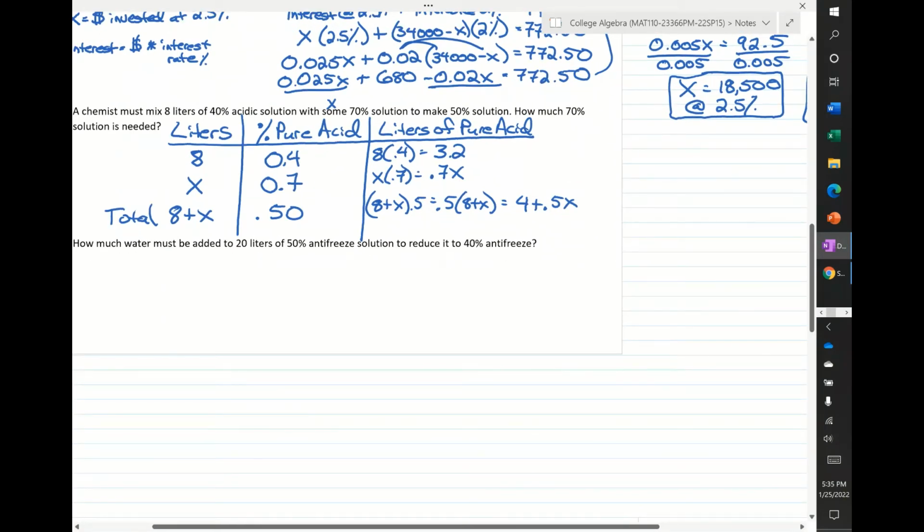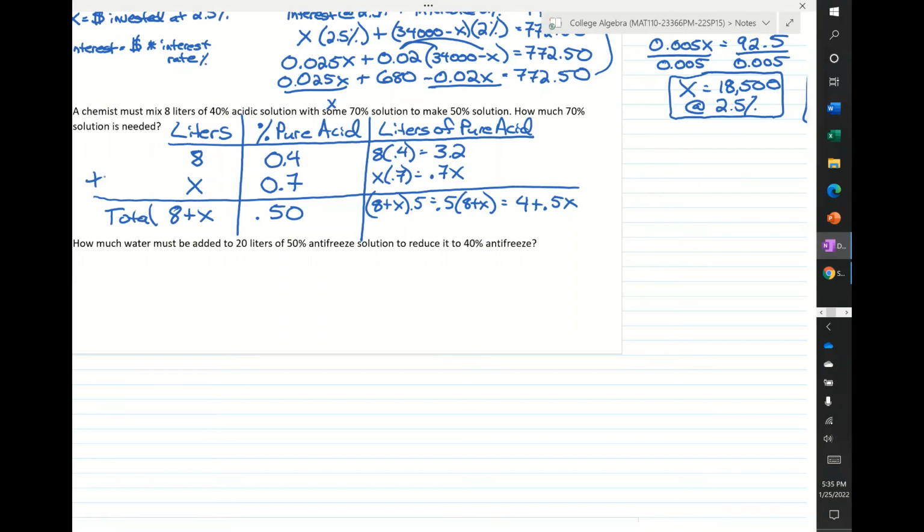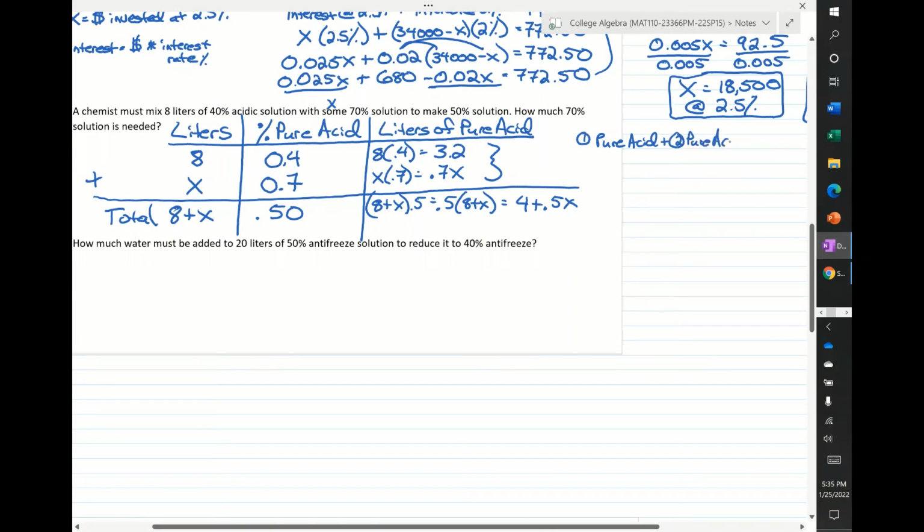The way that we would finish a problem like this is we know what the total is. So let's go ahead and make one equation that represents that. When you add these 2 together, the amount of pure acid from solution 1 plus the amount of pure acid from solution 2, that needs to equal the total pure acid.